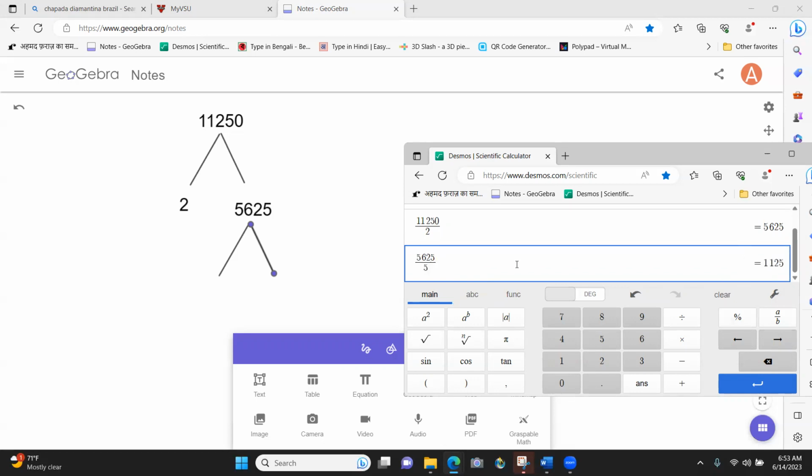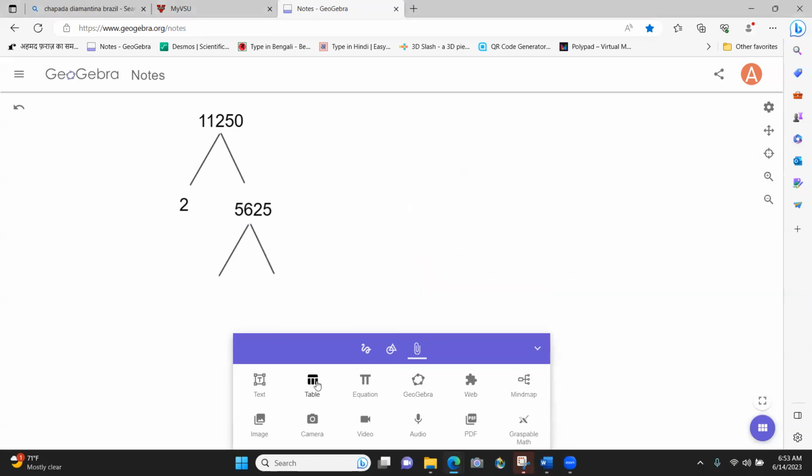And I get 1125. I'm going to take my 1125. Now, I could have continued, but I have to move here. And it's divisible by 5. I know that because the last number is 5. And we discussed that in section 4.1.